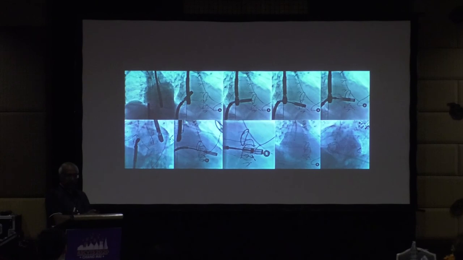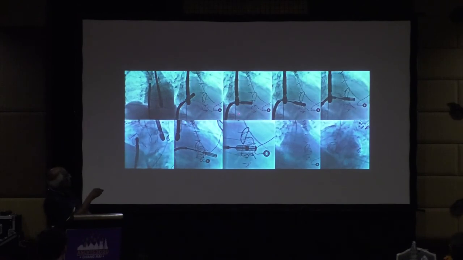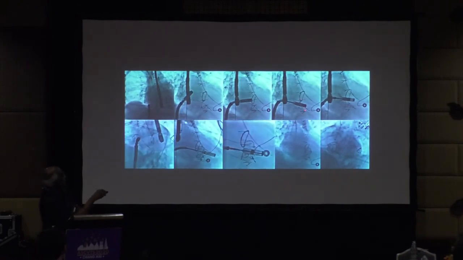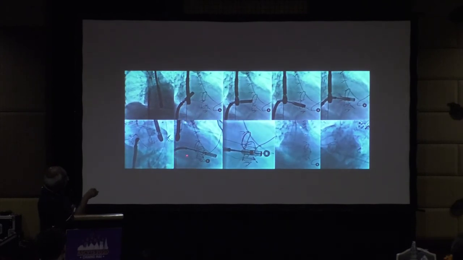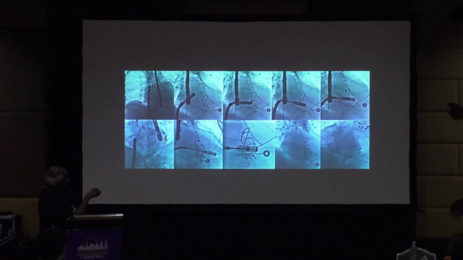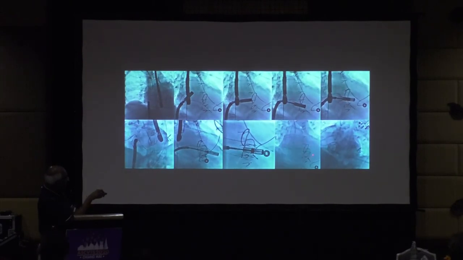And here is a set of fluoro. You can see the Intrepid valve through the ring. Here is the tricuspid ring. And you can see the Intrepid valve being positioned solely guided by fluoro for the most part. Here is the valve being deployed. You can see the valve is deployed now in the tricuspid position.